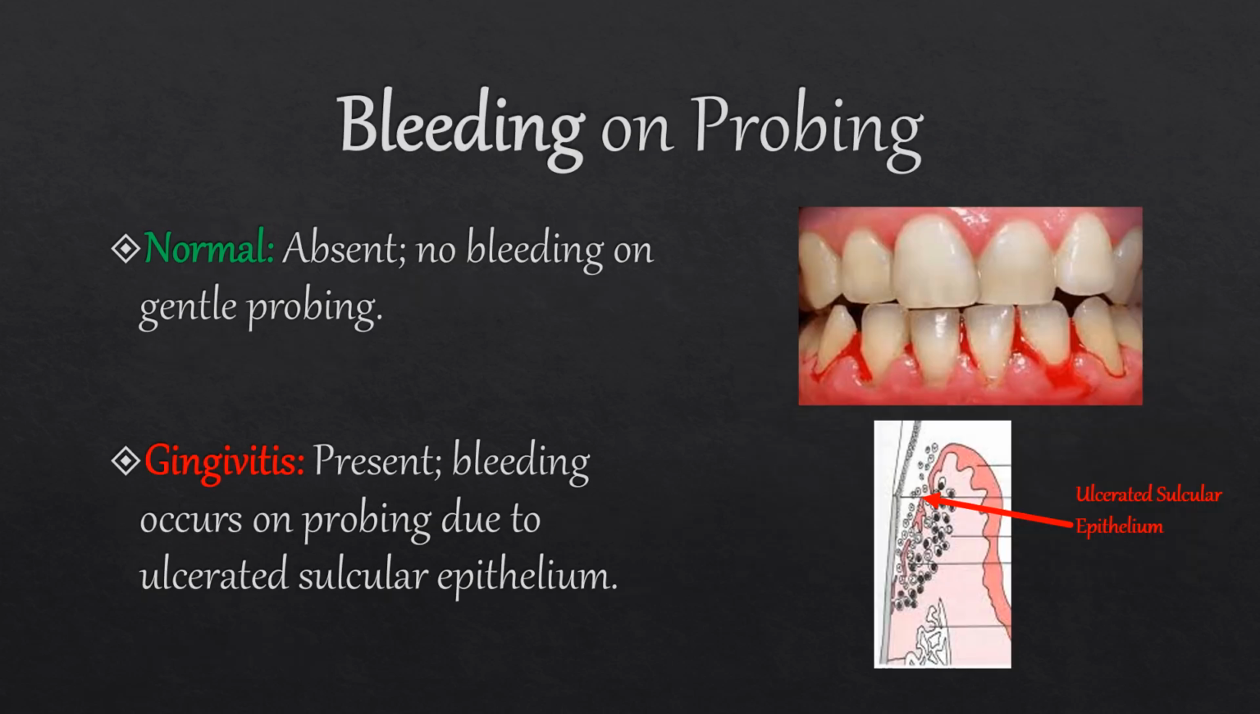Bleeding on probing. In normal gingiva, it is absent, there is no bleeding on probing, and also in mild gingivitis there may be absence of bleeding. Whereas in moderate gingivitis and severe gingivitis, there will be bleeding on probing present due to ulcerated epithelium of the circular epithelium. As we see in this picture, we can appreciate there is break in the circular epithelium and the connective tissue is exposed, and when we probe the gingival sulcus, it will bleed.